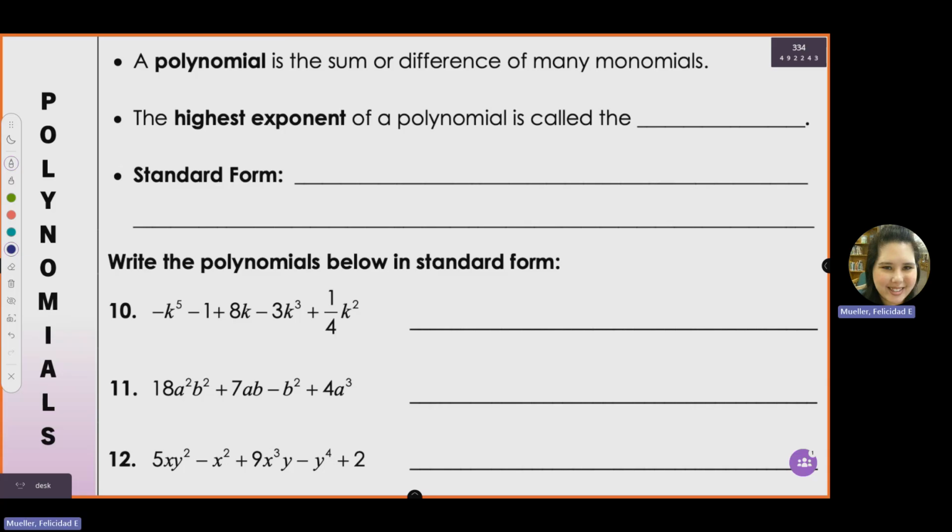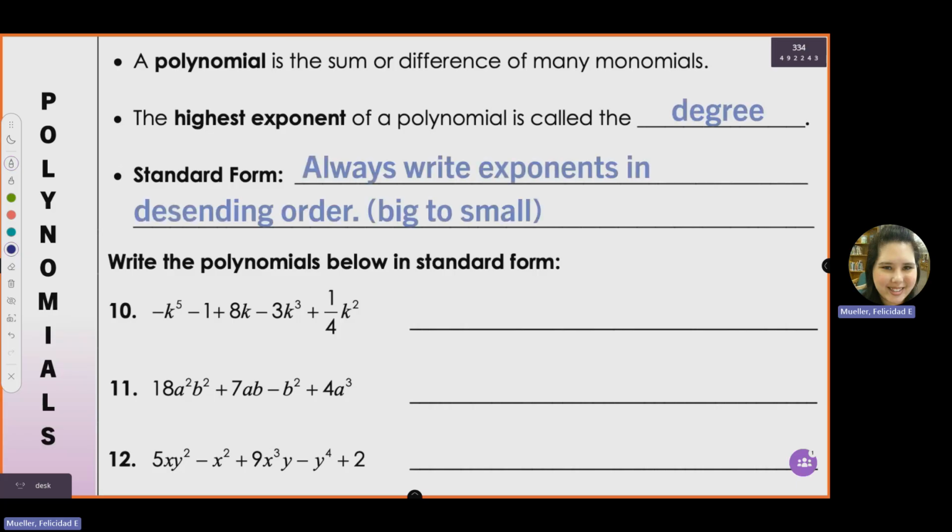All right, a polynomial is a sum or a difference of many monomials. The highest exponent of the polynomial is called the degree. Standard form always writes the exponents in descending order, big to small. So that's one of the biggest things that we're going to take a look at. Very important that we do that.